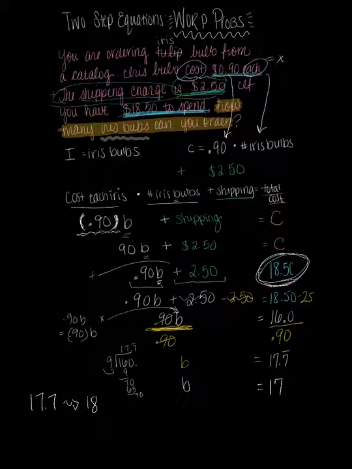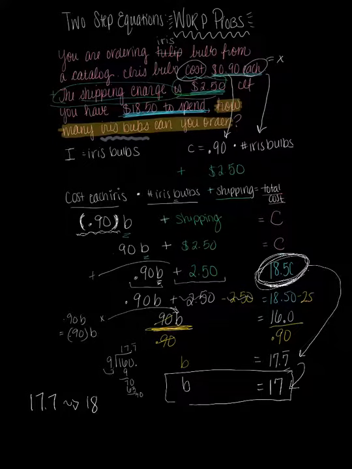So I have to keep it within the $18.50 to work with, which means I have to look at this number and say this isn't really a great number. This isn't the ideal number for my situation here. 17.7. I can't have 0.7. I can't have 7/10 of a bulb. I either have a whole bulb or none at all. So the maximum number I can order is 17. This should be your final answer.